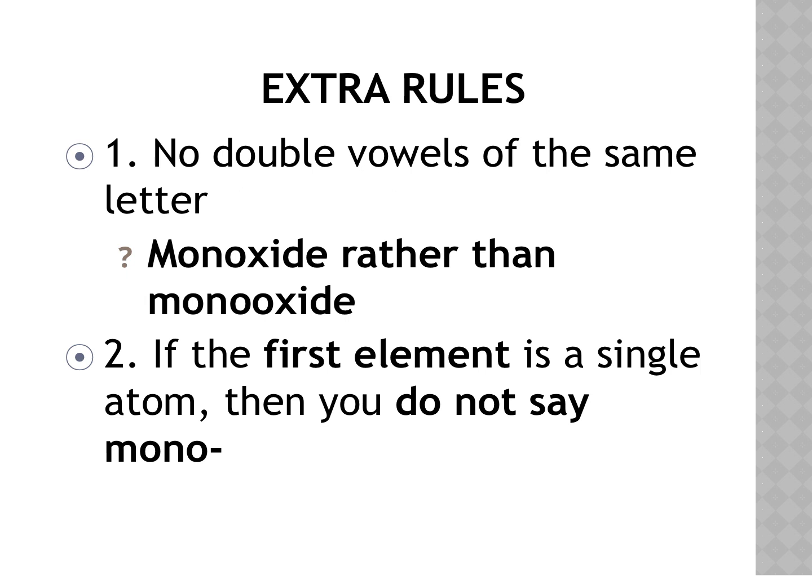Our second rule is if the first element is a single atom, then you don't say mono. For example, we have CO. If no subscript is written, what number is implied? 1. So if the first element is single, there's a 1 here, it's just carbon, not monocarbon.